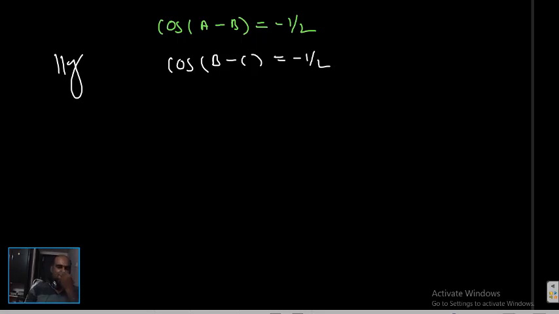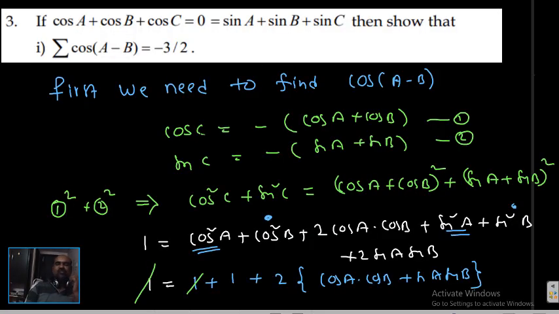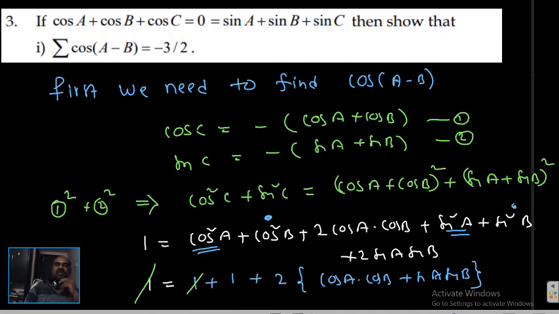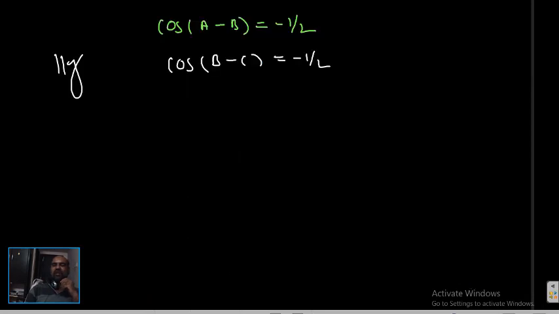In a similar manner, what I did here: cos c made the subject, and in the second equation sin c made the subject. If you make cos b the subject, what do you want here? Yes, b and c, so a. Cos a made the subject and sin a made the subject. From that, what will you get? Cos of (b minus c) equals minus half. Next, cos of (c minus a), that also another minus half you will get.